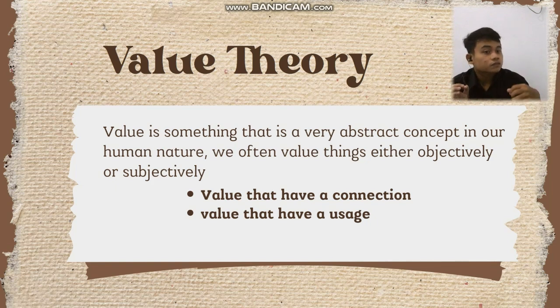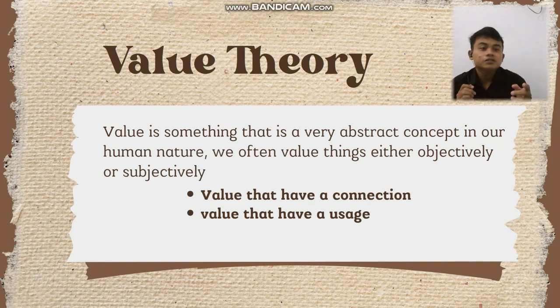We set certain values in ourselves. We set those to get things, or we want to be that person. What do you mean by that person? It means that we want to be the person that we think of, someone who is perfect in our mind. And that is the concept of value that has a usage. And that is the end of my explanation.